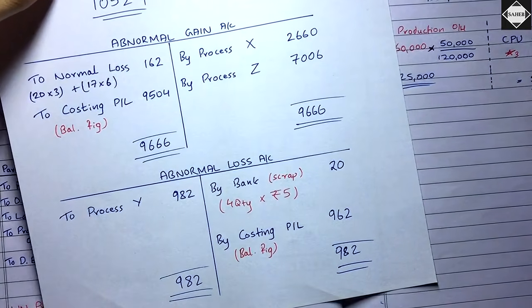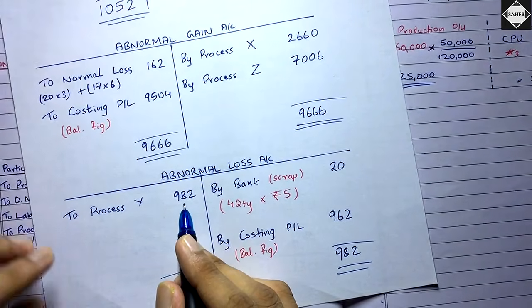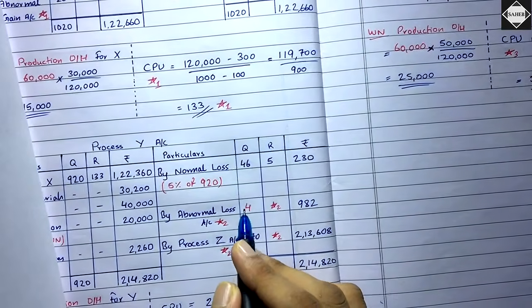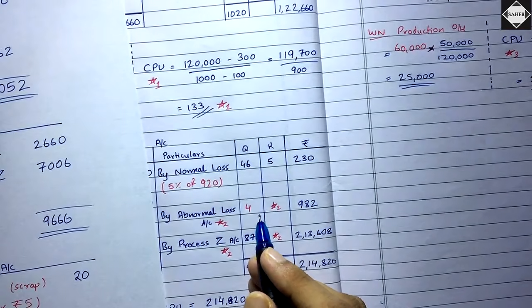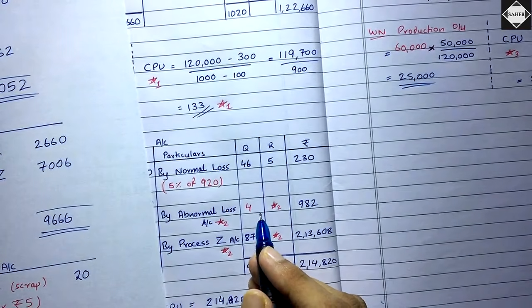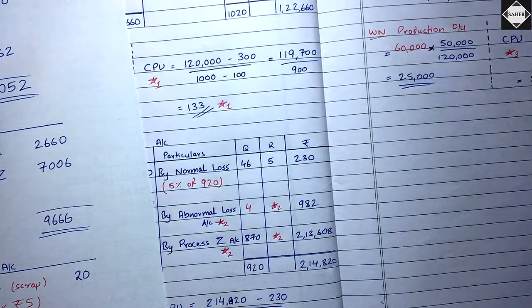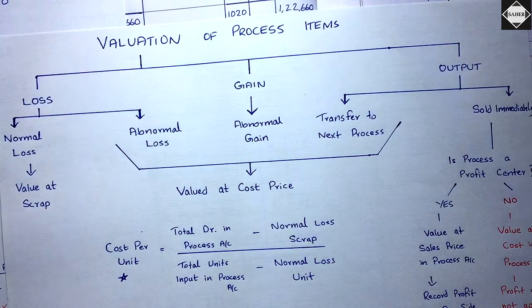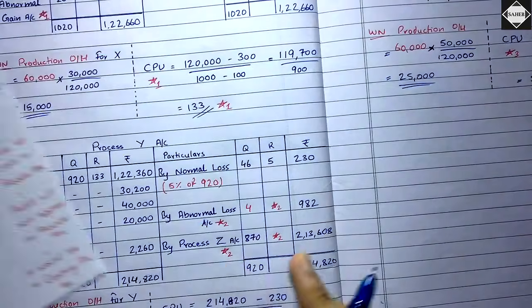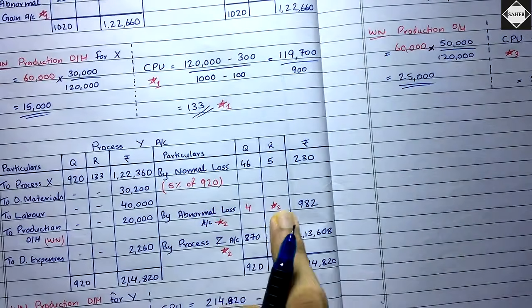Then you are going to sell these quantities, this 4 quantity, at the scrap value itself. Now you will feel this is completely ridiculous, isn't it? Because you have been telling us that abnormal loss is valued at what? It is valued at cost price. Yes, in the process account we valued that at cost price only.